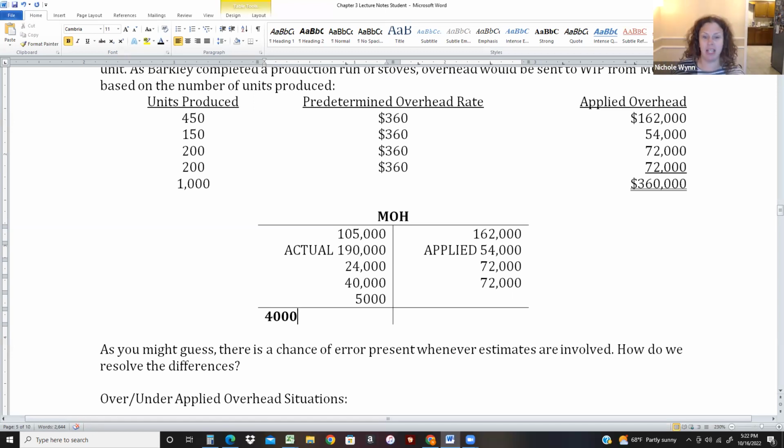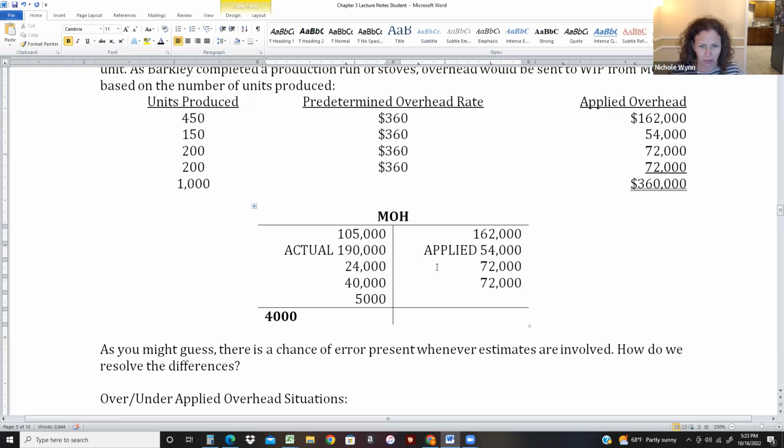So what happened here is we only applied 360, but our actual is 364. Now, students often ask, is that good? Is that bad? And what we're going to do is we're going to close it. I don't want you to worry about if it's good or bad. In this situation, it's actually bad for us because when we assigned cost to jobs, we only assigned 360, but our actual came in at 364. So we have 4,000 that we did not assign to jobs.